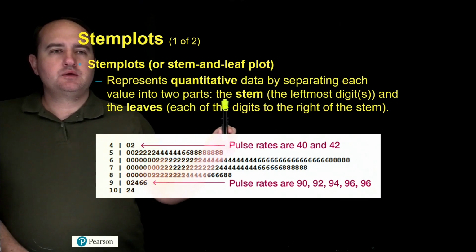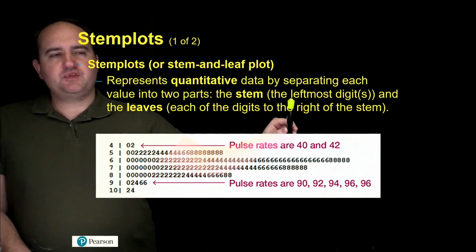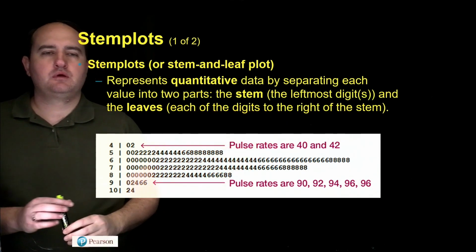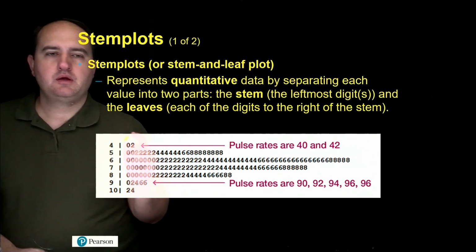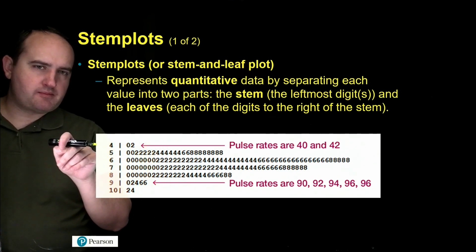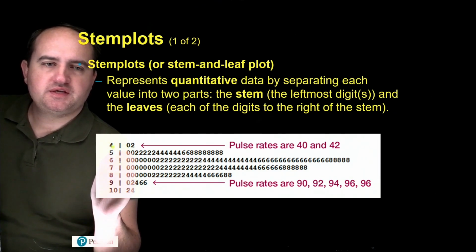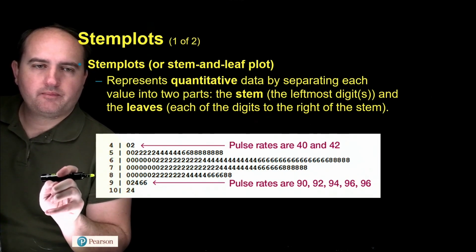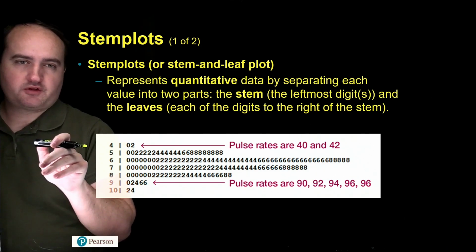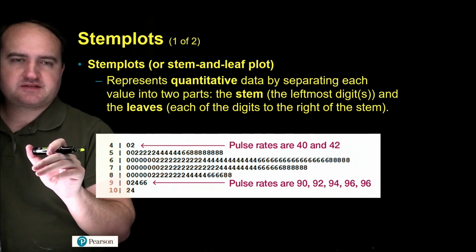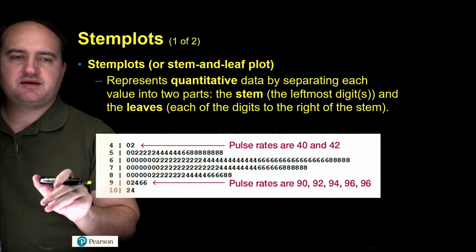Okay, so anyway, a stem and leaf plot represents quantitative data or numbers by separating each value into two parts. So the first part is the stem. These are the leftmost digits. So for example, if we look at this stem plot down here, we can see that these numbers on the left side are all of the stems. So the first stem is 4, the next stem is 5, 6, 7, 8, 9, 10.